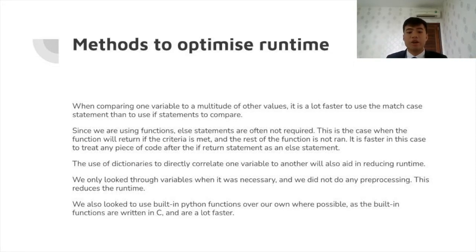The use of dictionaries to directly correlate one variable to another will also aid in reducing runtime because this avoids having to compare variables, and instead it is a preset direct correlation, which is faster because it's a built-in function in Python, which I'll come on to later. We also only looked at variables when it was necessary, and we did not do any pre-processing, reducing the runtime. A note is that pre-processing is only done when we know that multiple functions will be using the same pre-processing or accessing the same thing, so then we can do that beforehand, but otherwise, no pre-processing is done.